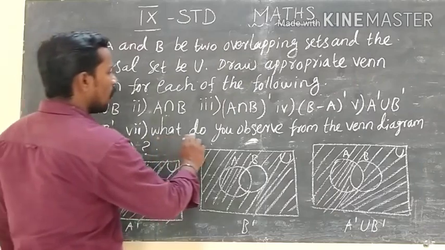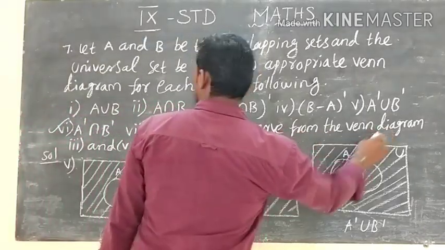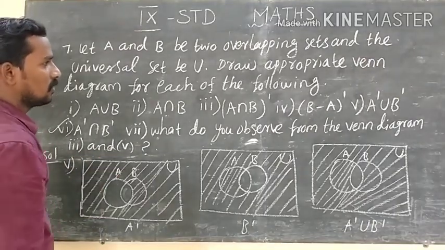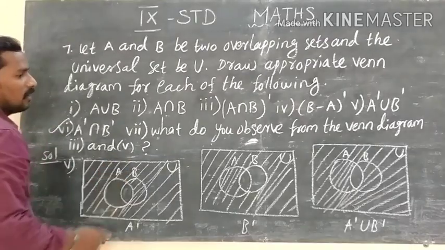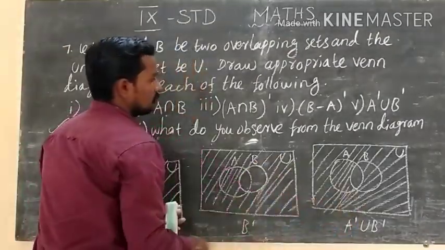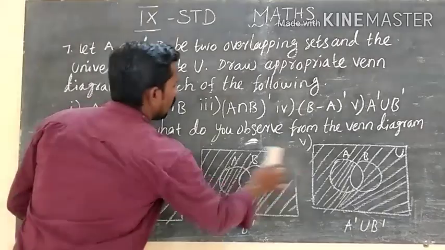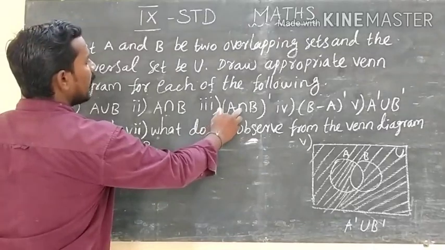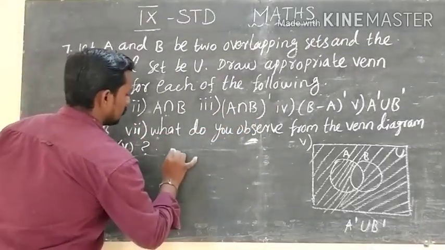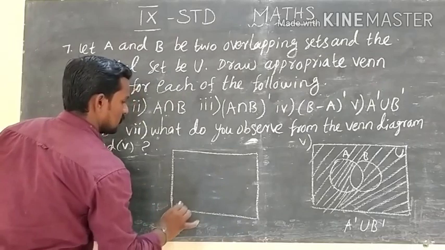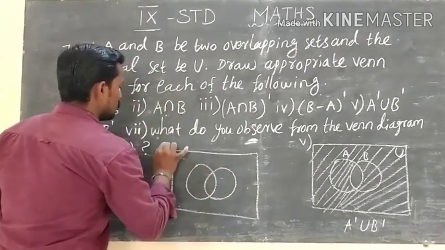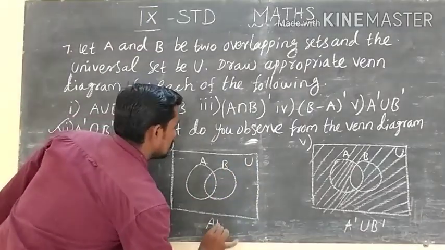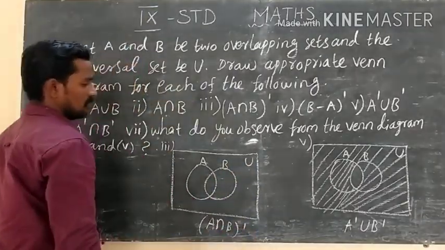Then the seventh one. What do you observe from the Venn diagram? Third and fifth. So what do you observe in the third and fifth? This is the fifth answer. Okay. Here I draw the third question answer. This is the third one: A intersection B, the whole complement.